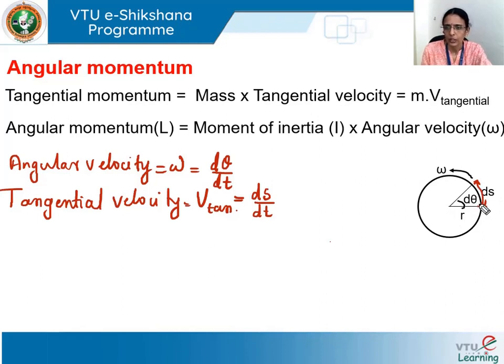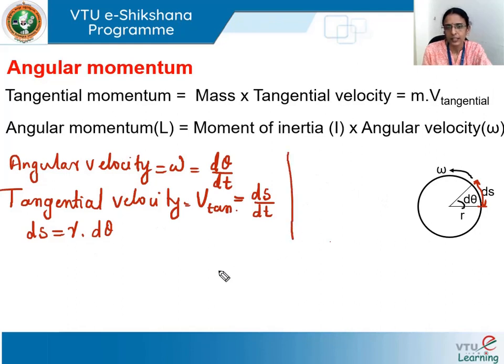So, now let us consider the relation between ds and d theta. This is a wheel of radius r, and ds is the arc of a circle which subtends an angle d theta at its center, r is the radius of the arc. So, in that case, ds is given by r into d theta.